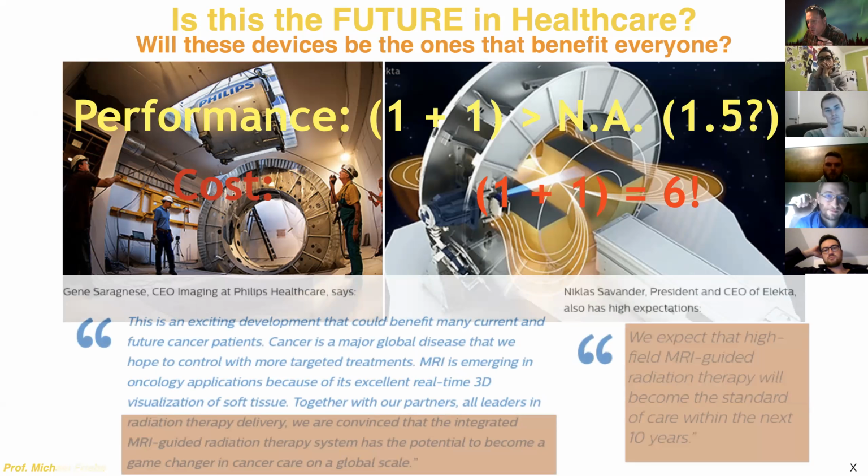Now, if that's the cost, you would also argue that the performance needs to be significantly better. But if you add the performance up, you only maybe get to 1.5 times better than if you have these devices separately. Why is that? What is the value proposition of putting these things together? Does anybody know? Why do you put an MR and a PET together? Why do you put a PET and a CT together? What's the main argument for that?